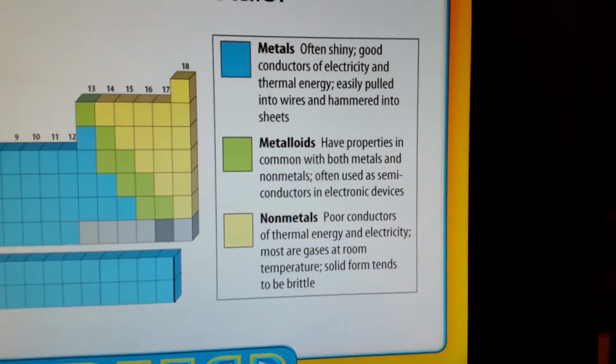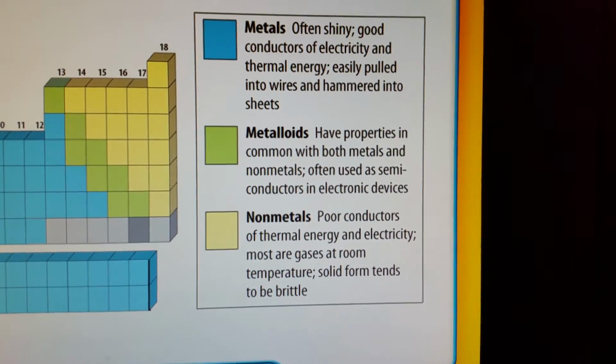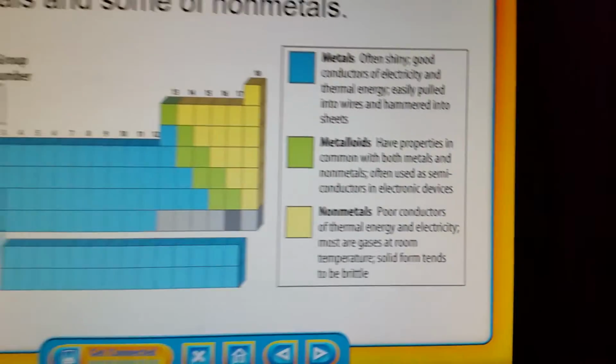Because remember our definition of metalloids: they have properties in common with both metals and nonmetals, often used as semiconductors in electronic devices.